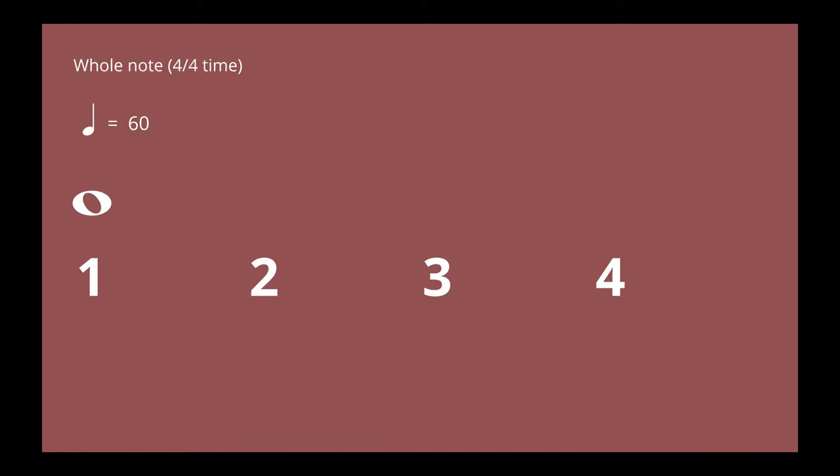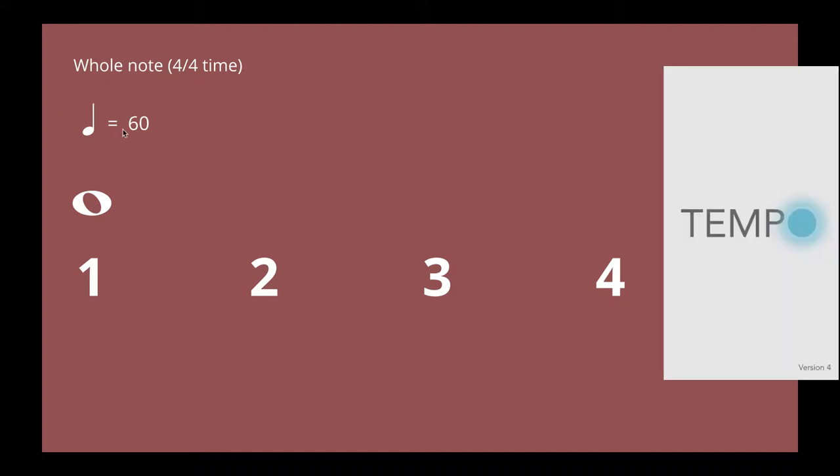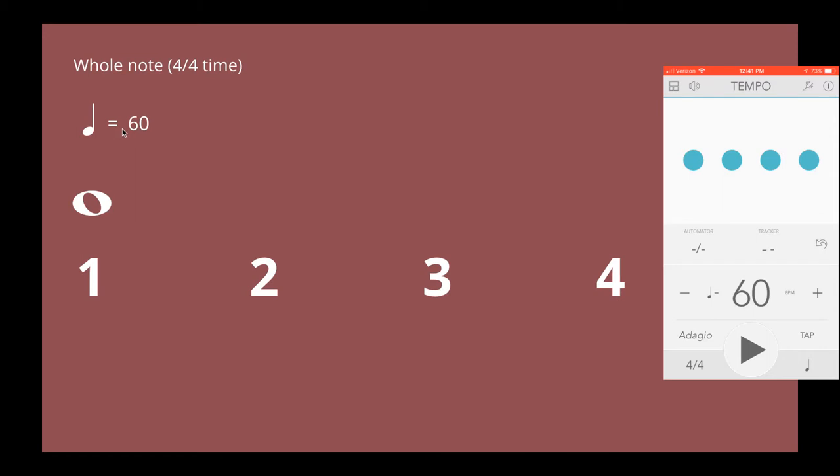So let's go down here to the whole note, just to reiterate. We've got a whole note going on in 4-4 time, and we're going to put our metronome on 60 BPM. If you're curious, I use a metronome app for iPhone called Tempo. It might be for Android as well. I really like this app. You can see in the bottom right-hand corner that I have it set to quarter notes. If I click this, there are different options.